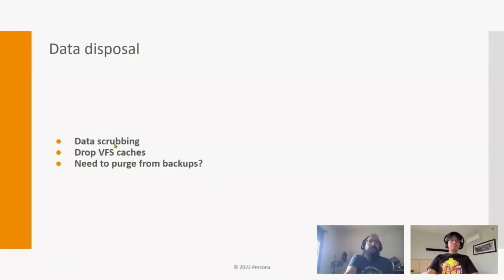Dropping the VFS cache will guarantee it's not in the operating system cache. And you also need to think about whether you need to purge from the backups. And this is super hard. This is something you have to set policy around, and you have to come to a business agreement on: if I drop this table from here, do I want to go back and get rid of it in the backups? How far back? How long are we going to retain those backups that still have this table? So this is something that you need to think about.